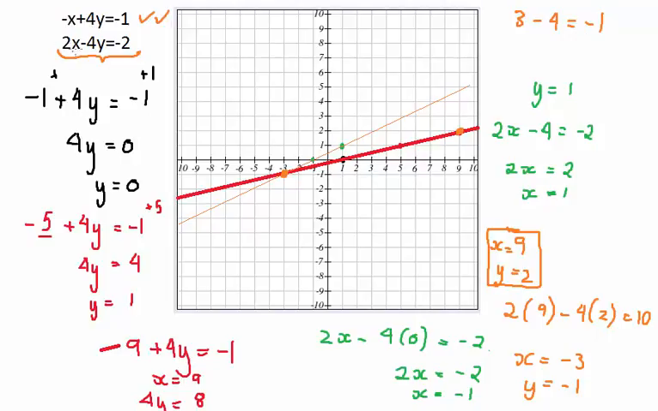Okay, how about the second one? 2 times negative 3 is negative 6, minus 4 times negative 1 is plus 4. So we get negative 6 plus 4 is equal to negative 2. It works. It works for both of these equations. It's the only point that will work for both of the equations.